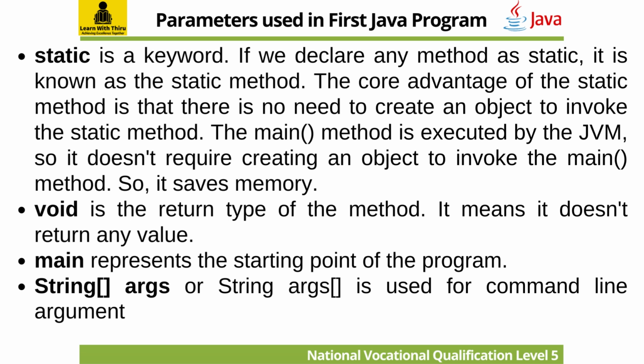Void is the return type of the method. It means it doesn't return any value. Main represents the starting point of the program. String args is used for command line arguments.